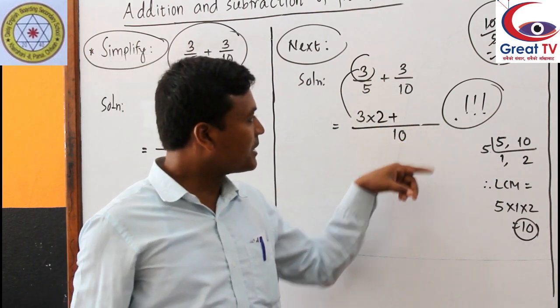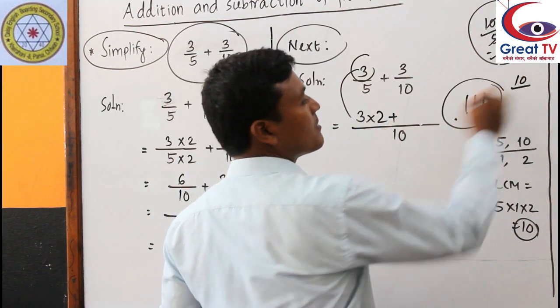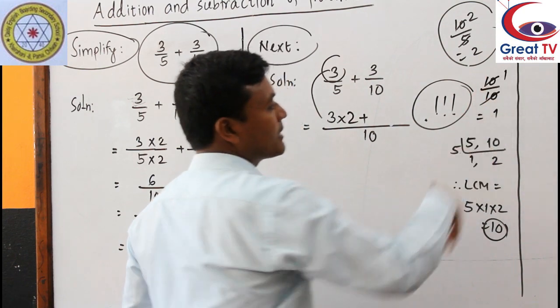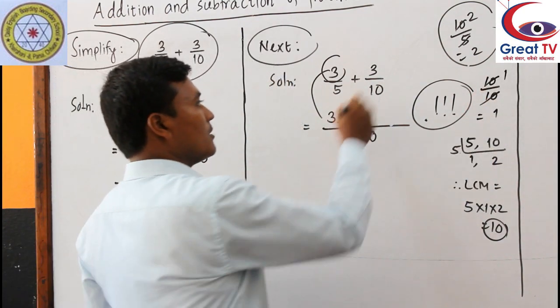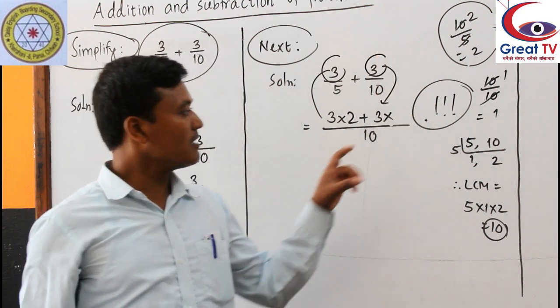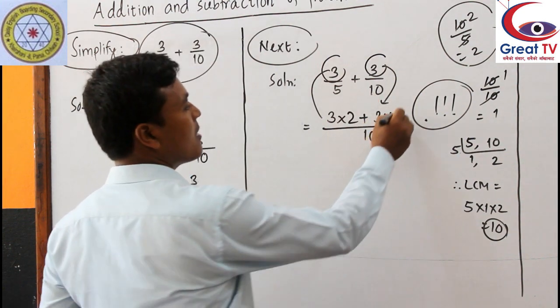Then divide LCM again by the second denominator. That is when LCM 10 is divided by 10, 10 ones are 10. We get 1. So the second numerator 3, do write over here, times. When LCM is divided by the second denominator, we get 1. Do write over here 1.